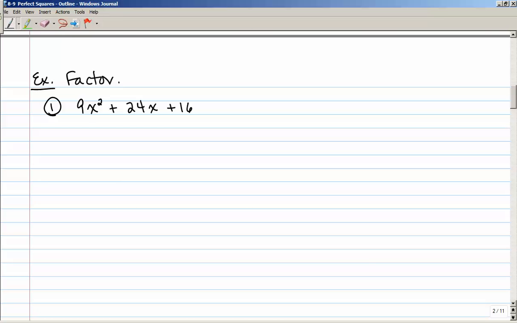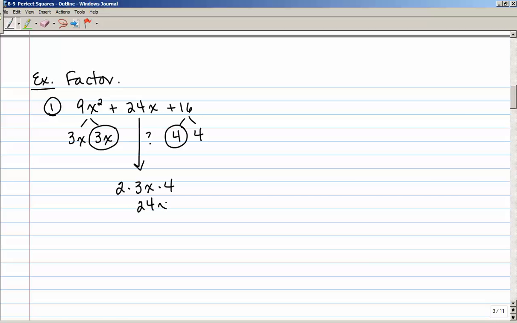Okay, so let's see if this is a perfect square trinomial. Is 9x squared a perfect square? Indeed it is. It's 3x times 3x. Is 16 a perfect square? It is. It's 4 times 4. Now we need to ask ourselves, is this middle term, 24x, 2 times one of these times one of these? Is it 2 times 3x times 4? Does that give us 24x? Indeed it does. So yes, this is a perfect square trinomial, so I can factor it into, in the parentheses, a 3x and a 4, squared, and because there's a plus right here, I can put a plus right here. And that's my answer. And I really don't have to show any work.